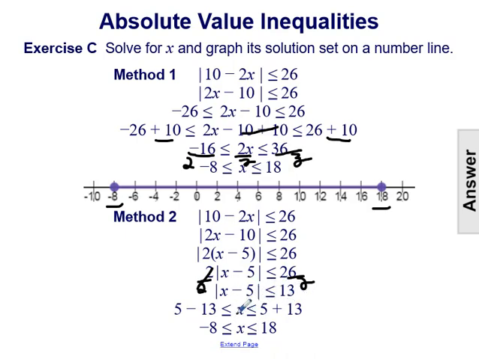We then have our split, where we can say 5 minus 13 is less than or equal to x, which is less than or equal to 5 plus 13, which arrives us at the same answer, or the same inequality as the first method of negative 8 is less than or equal to x is less than or equal to 18.